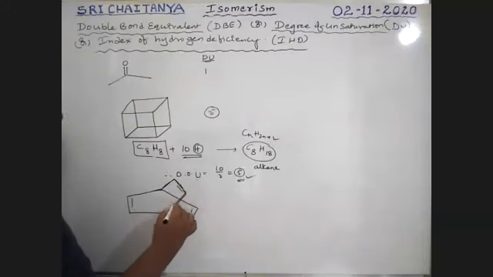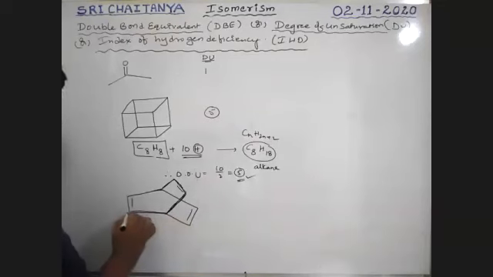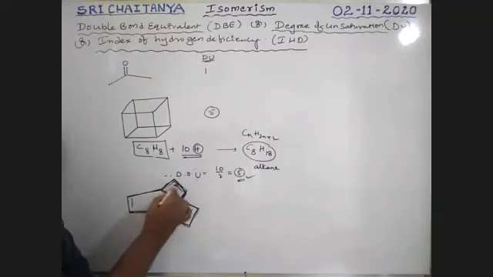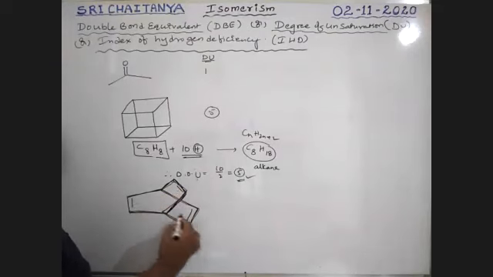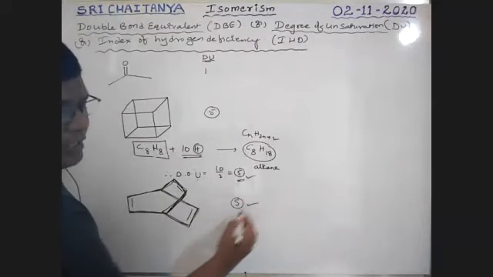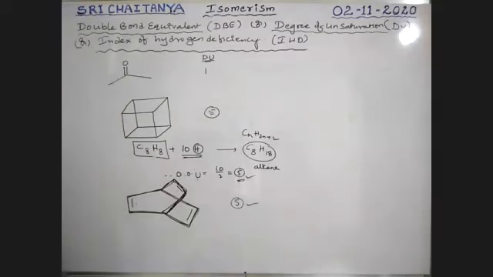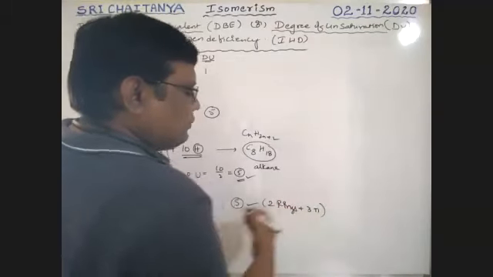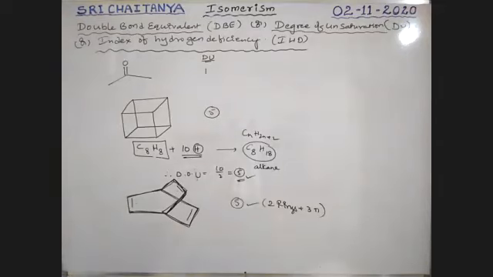This is one ring. Next, this is another ring. 2 rings. 2, 3, 4, 5. Therefore, degree of unsaturation is 5. It contains 2 rings plus 3 pi bonds.